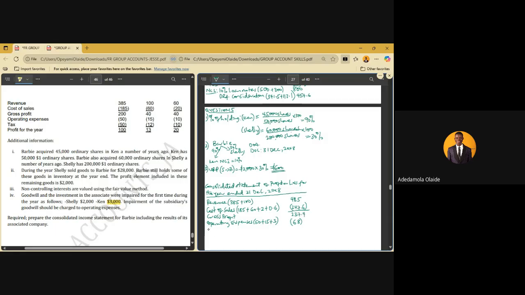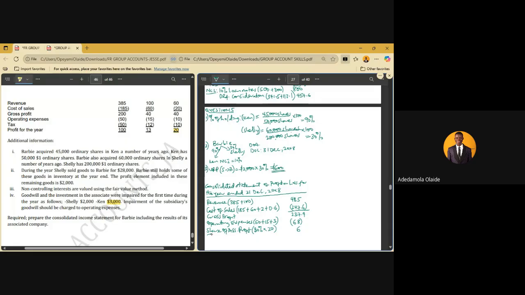Then we have this to be 68. We will now say share of associate profit. What will be our share of the associate profit? We'll only take 30% of how much? What profit did they make? 20 is their profit for the year. And I did not bother doing any adjustment because we don't have any adjustment to it. 30% of 20 will be what? 6.